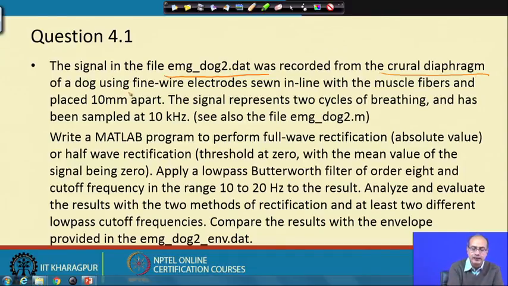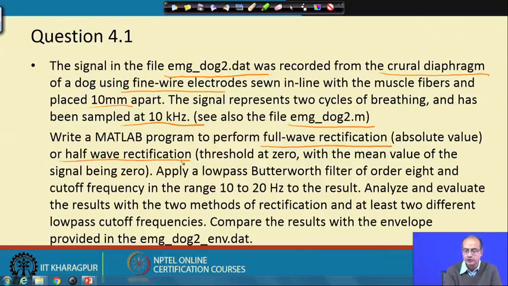Some fine wire electrodes are sewn in line with the muscle fiber, 10 millimeters apart, and we get this signal. Two cycles of breathing are captured, sampled at a very high frequency of 10 kilohertz. To read that signal, we should look at EMG_doc2.m. Now, our job is to write a MATLAB program for full wave rectification and/or half wave rectification.